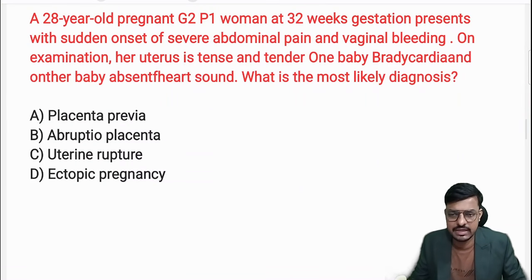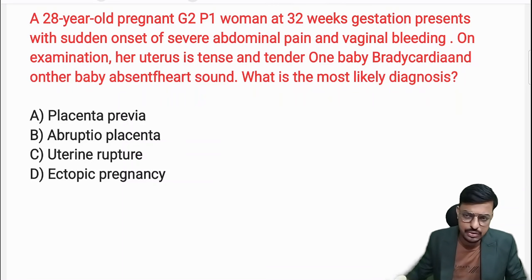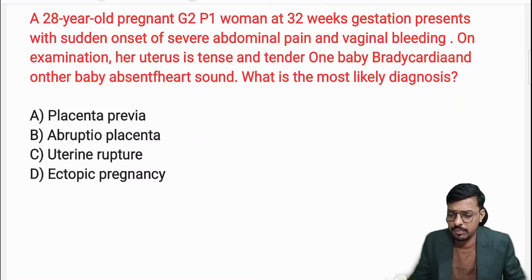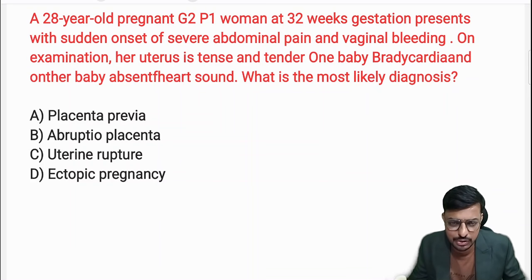Yes, a 28-year-old pregnant G2P1 woman, gravida 2 para 1, at 32 weeks of gestation, presenting with sudden onset of severe abdominal pain and vaginal bleeding. Beta, this particular concept many times I have explained to you people.